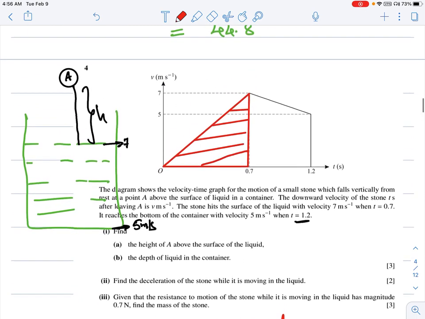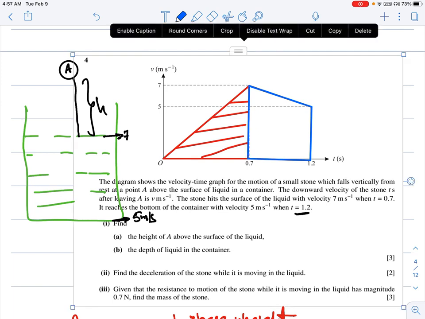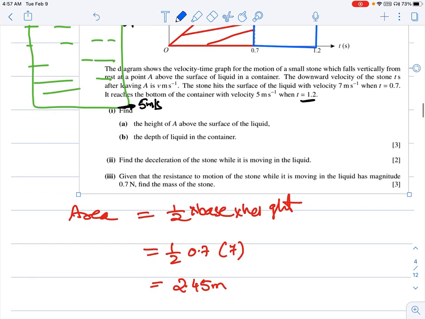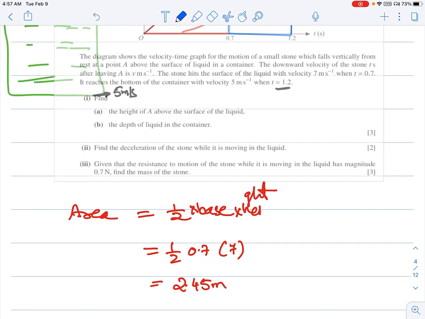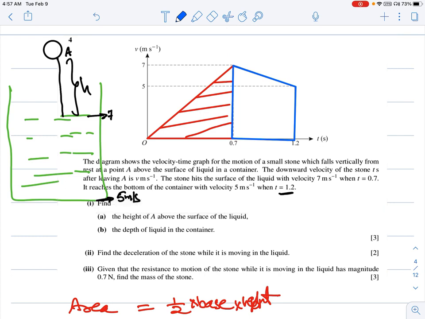The next part is to find the depth of the liquid container. So for the depth of the liquid container, once again I do it in blue color now. So this is the depth of the liquid container, the blue colored one. So I have to find the area of this one. So it's a trapezium. So I find the area of a trapezium. Okay, so let me do that.